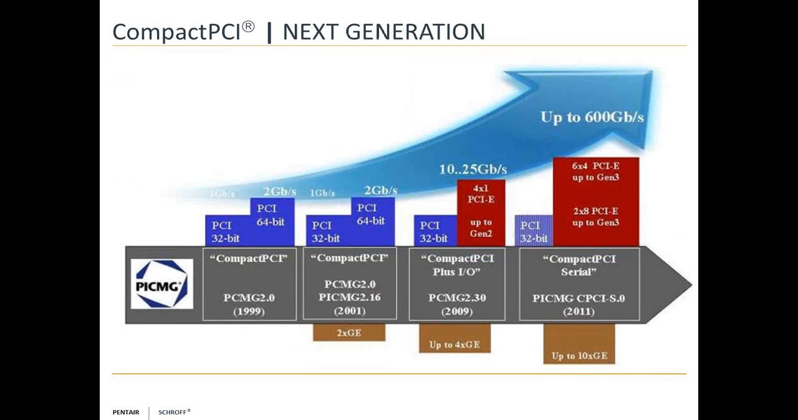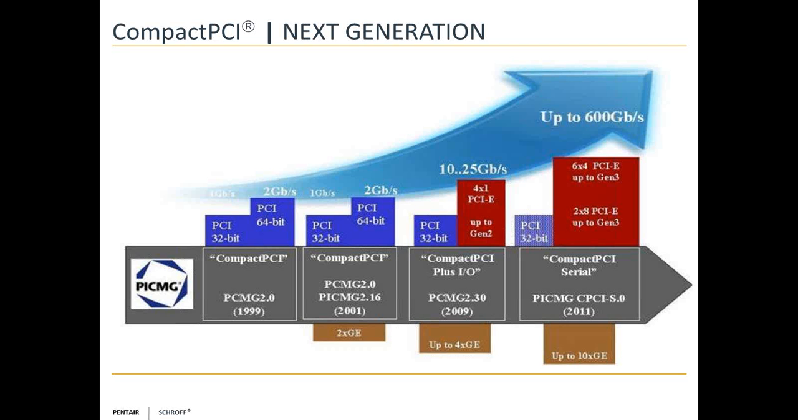Okay, moving along to the PICMG specifications, we're going to start off with Compact PCI. Compact PCI was developed in the mid-1990s and was updated again in 2001. It is electronically a superset of the desktop PCI with a different physical form factor. It is supported by a large group of suppliers covering a wide range of products from components all the way up to complete systems. The next migration step up from Compact PCI was in 2009 with the release of Compact PCI Plus I/O, and that's the PICMG 2.30 standard. It happens to be backwards compatible with the Compact PCI standard.